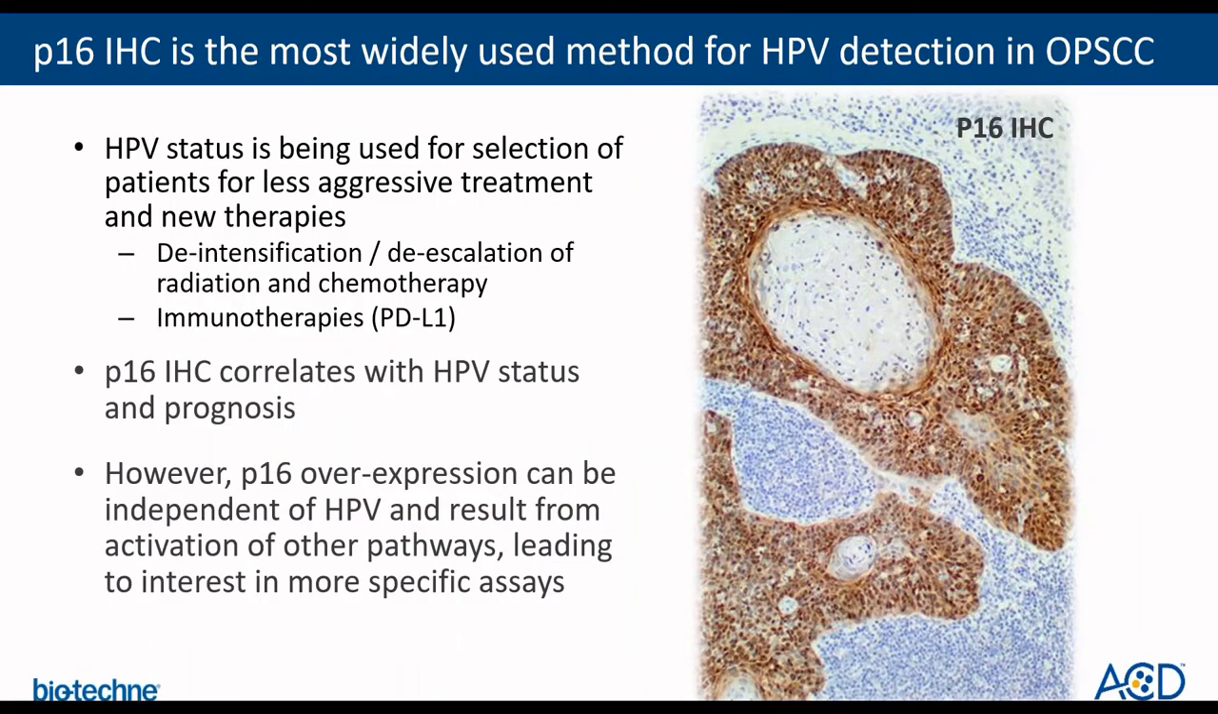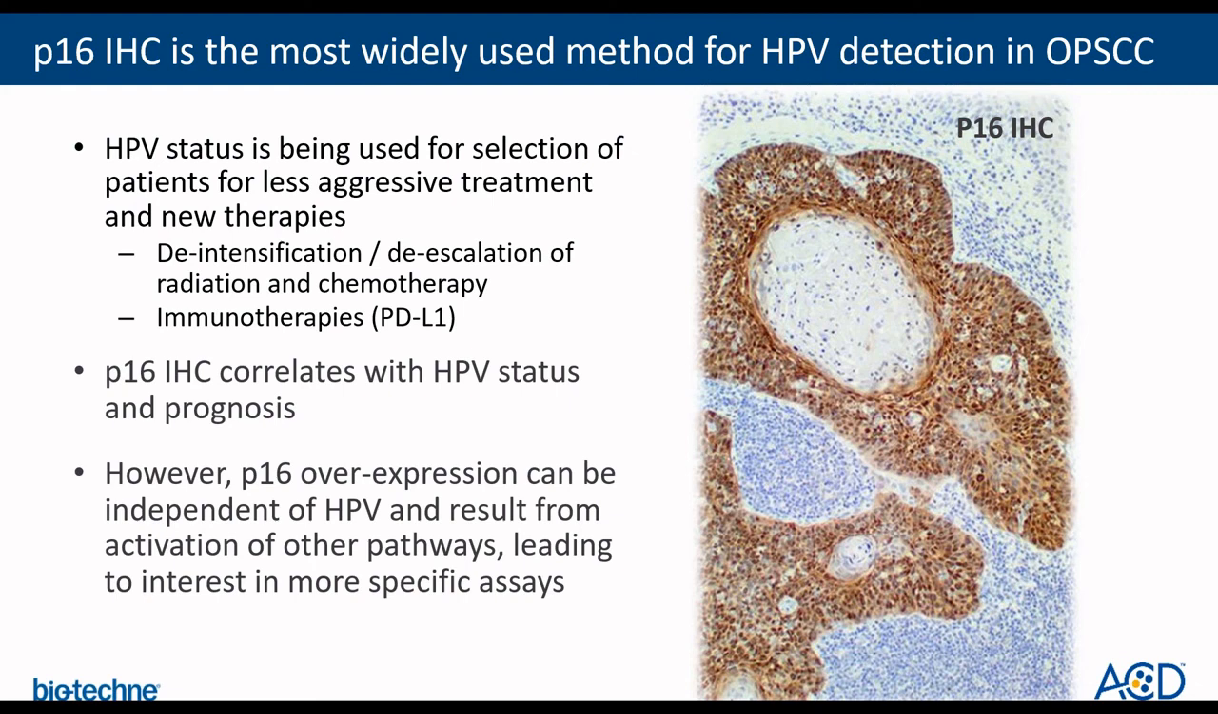One of the most widely used diagnostic applications for RNAscope is the detection of HPV in various tissue types, including head and neck cancers, cervical dysplasia, and cervical cancers. HPV status can be used in the clinical decision-making process to select patients for less aggressive non-surgical treatment.